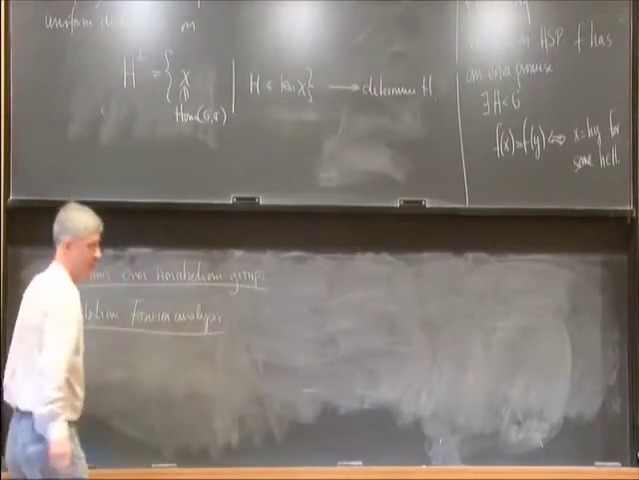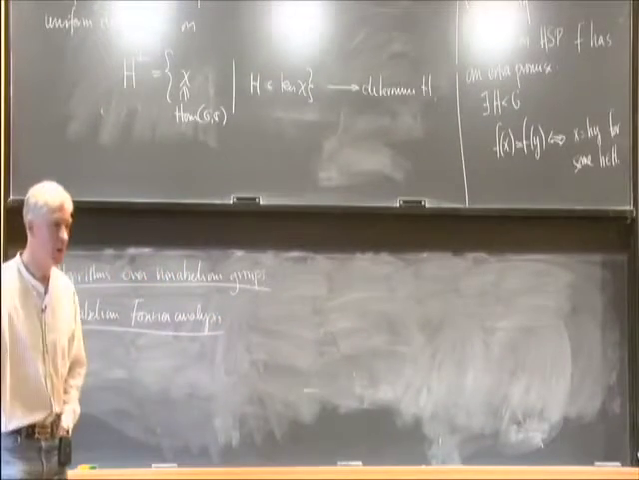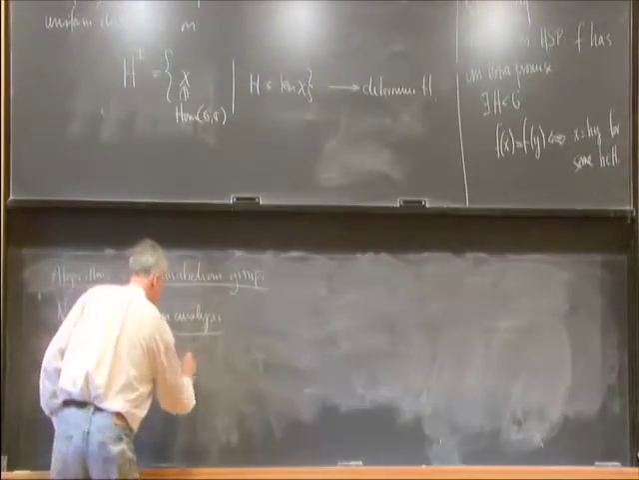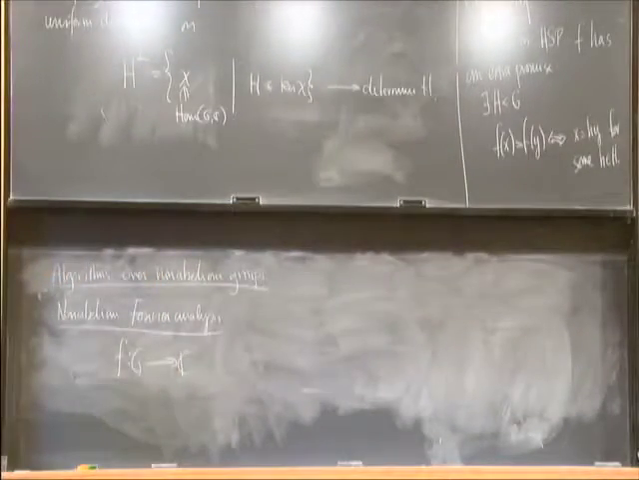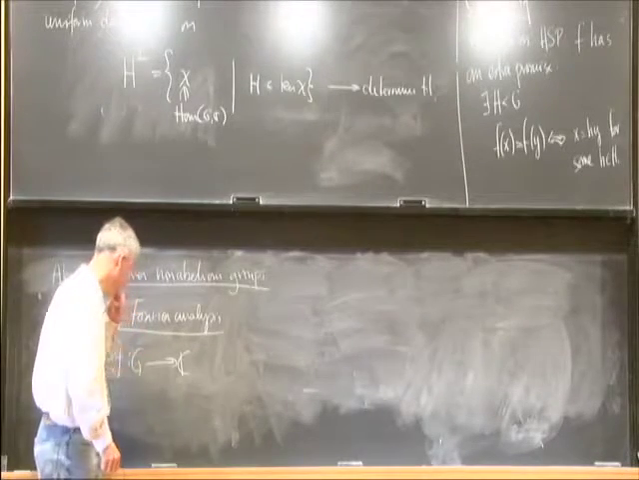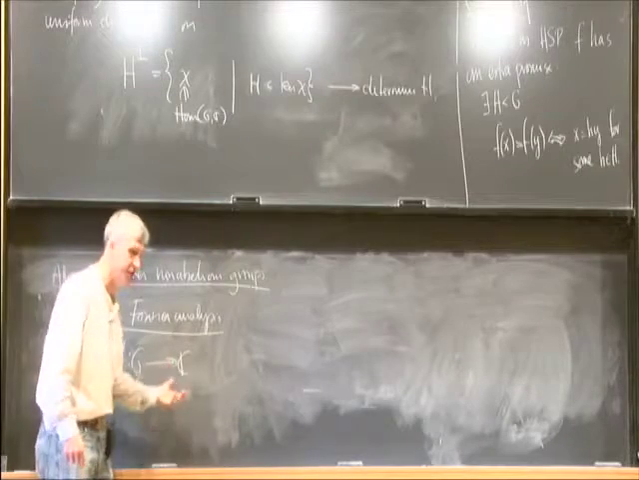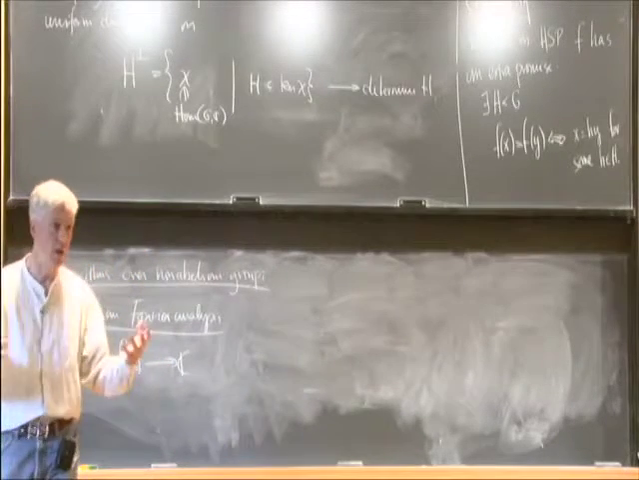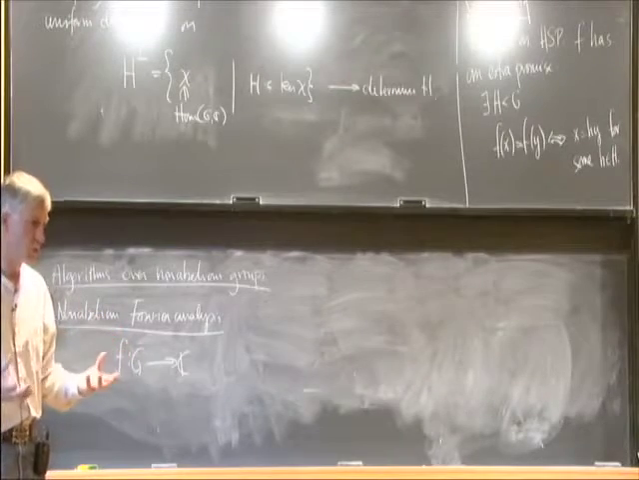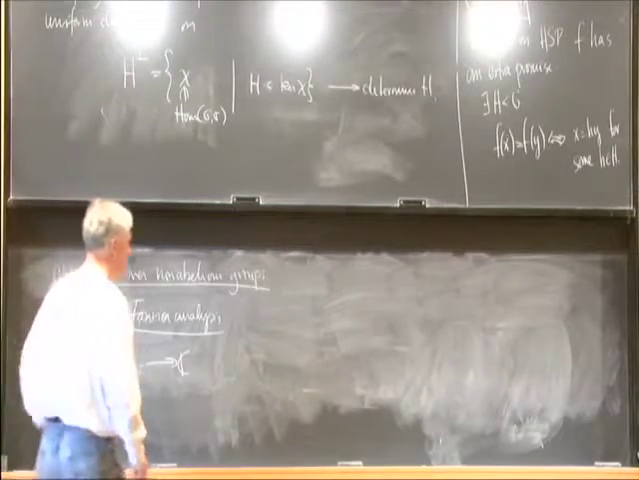And how are we going to get started? Well, it worked before, right? So we have a function f from G into C. We'd like to understand its structural properties. We know what to do, right? We want to write f as a linear combination of a family of C-valued functions on G that are somehow delivered to us for free by the structure of the group. This is our goal.